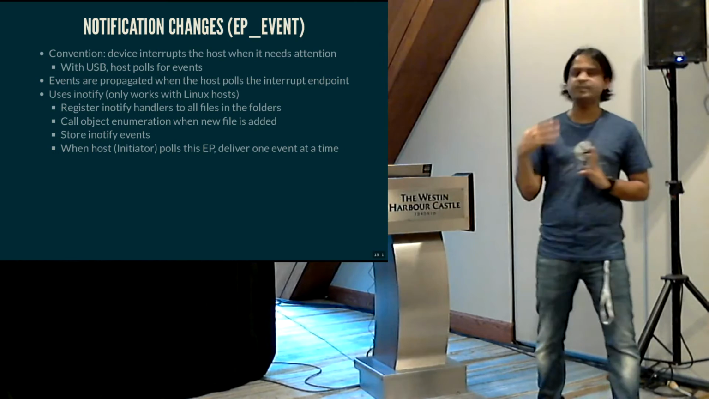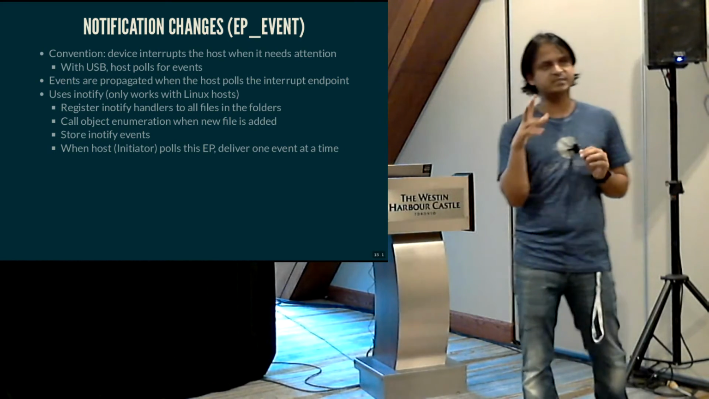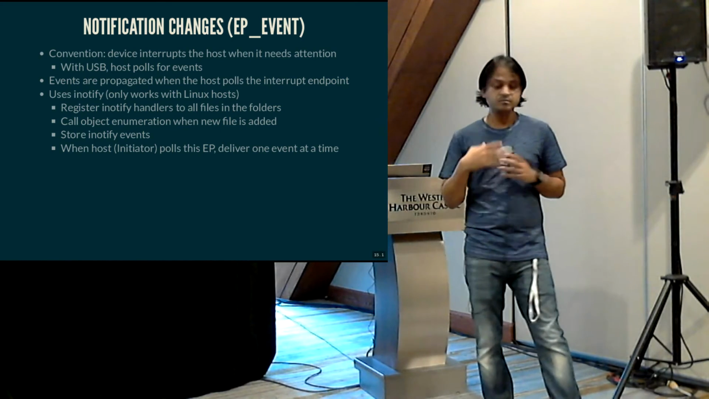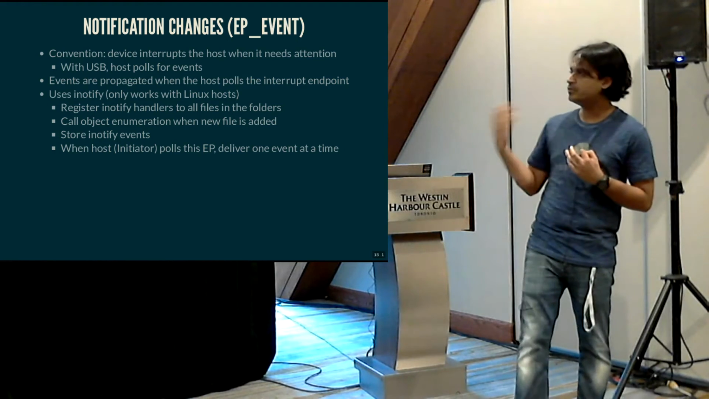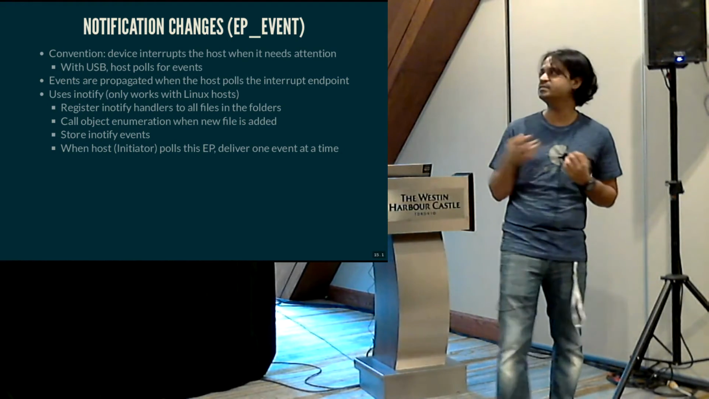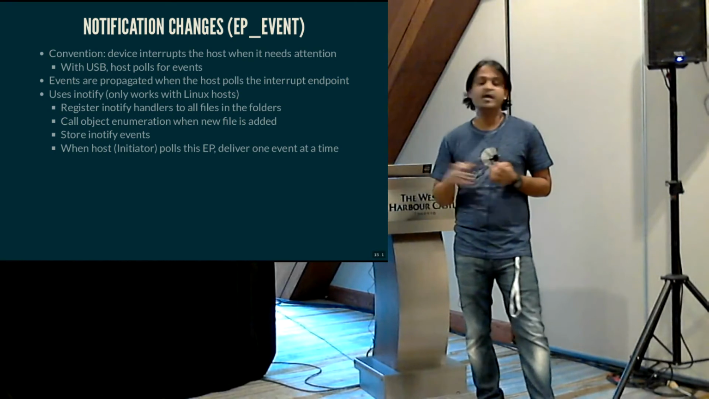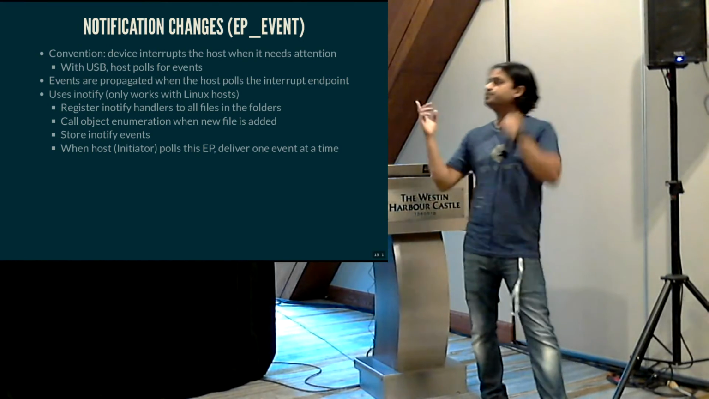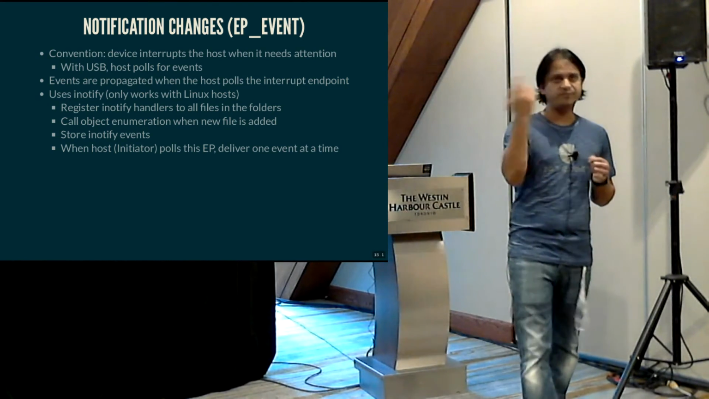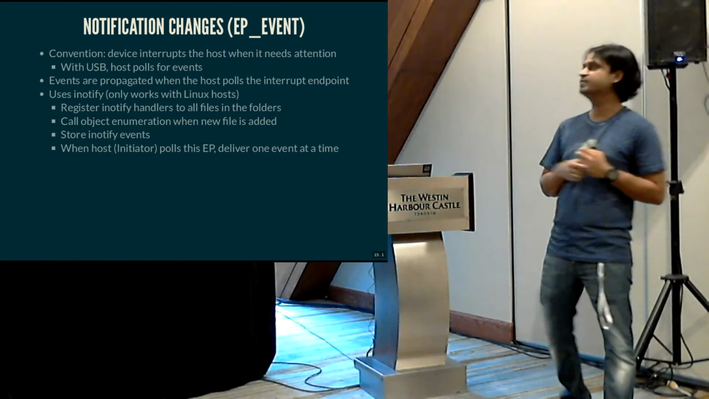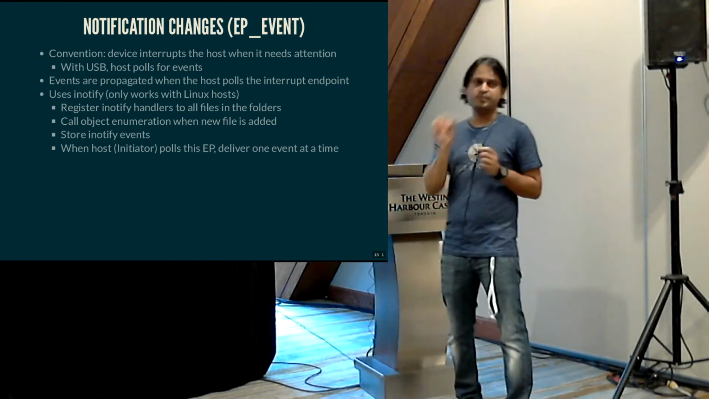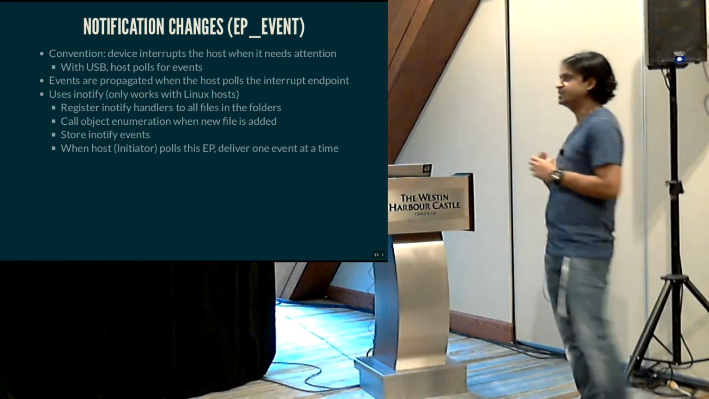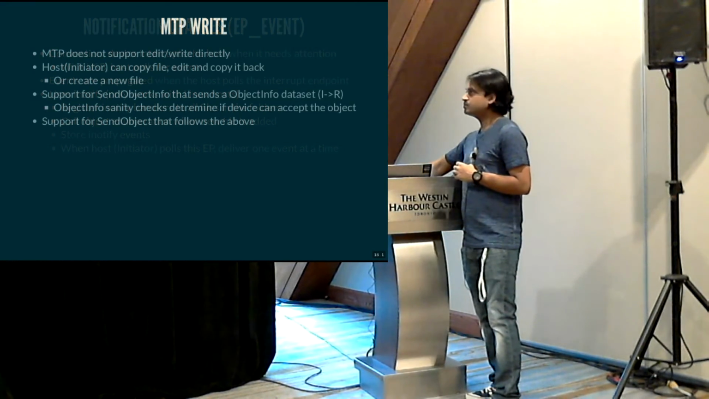The way it's implemented is basically, when you enumerate the objects in the share, you register watch points for the iNotify handler, and then if a new file is created, you create a new watch point. If a file is changed, you know that there has been an event because you had a watch point on it, and you store these events in a queue. And when the host actually polls this EP endpoint that we saw in the USB hook in one of the last slides, you get one of the events and send it so that the initiator knows that there has been a change to one of the files.